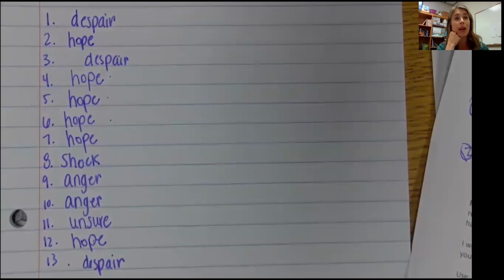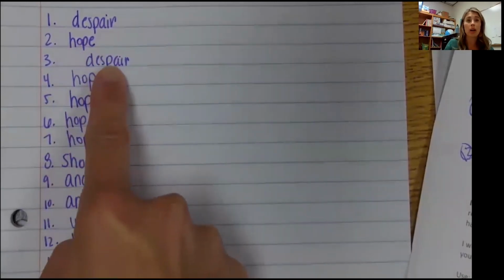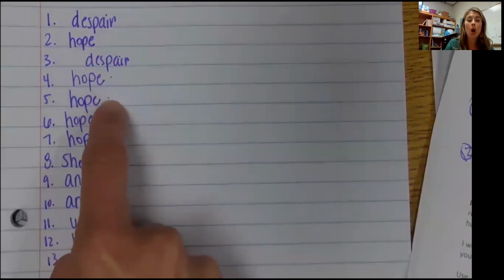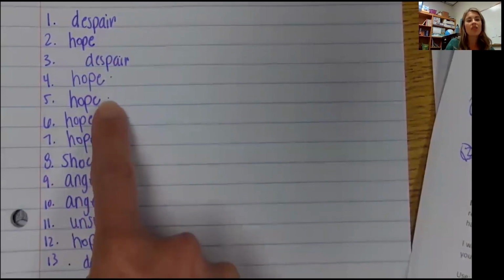We started with despair. We then moved to hope. Then we went back to despair, and again to hope. Then we see hope again, again, and again. But let's stop right there. Why do you think the author emphasizes hope in all these stanzas?